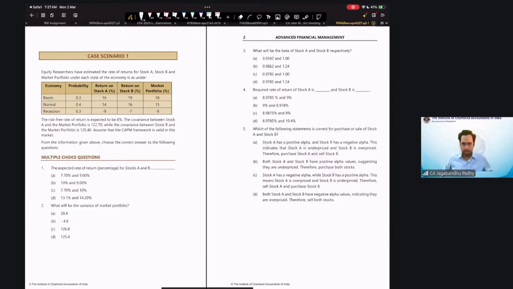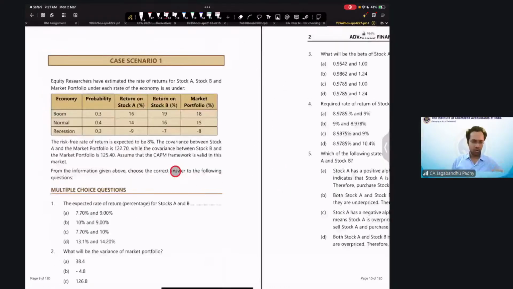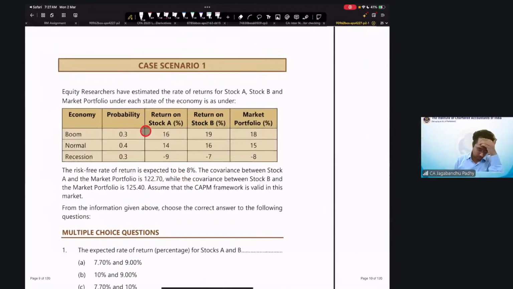Sir, done, sir. Okay. So here we have this data of probability, return on stock A, return on stock B, and the market portfolio. The risk-free rate is given as 8%. Covariance between stock A and market portfolio is given as 122.7, while covariance between B and market portfolio is also given. So assume the CAPM framework is valid in this market, and we have to answer them.